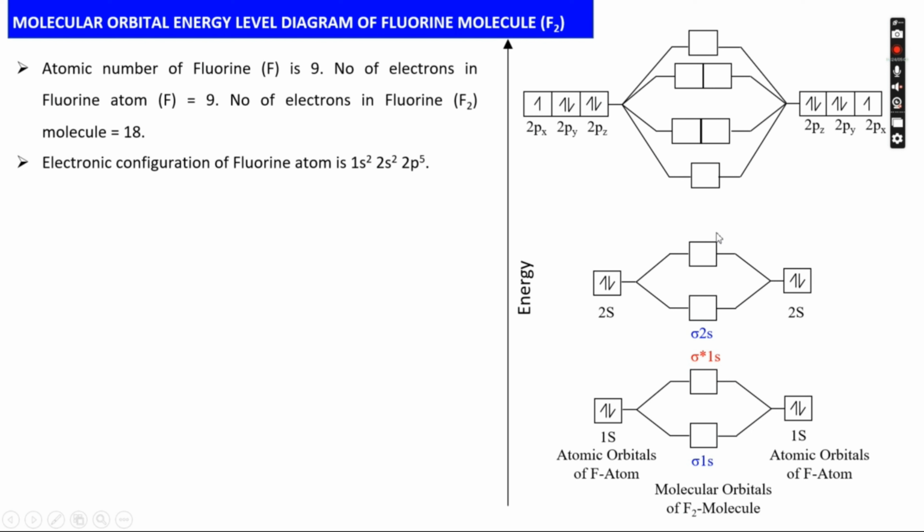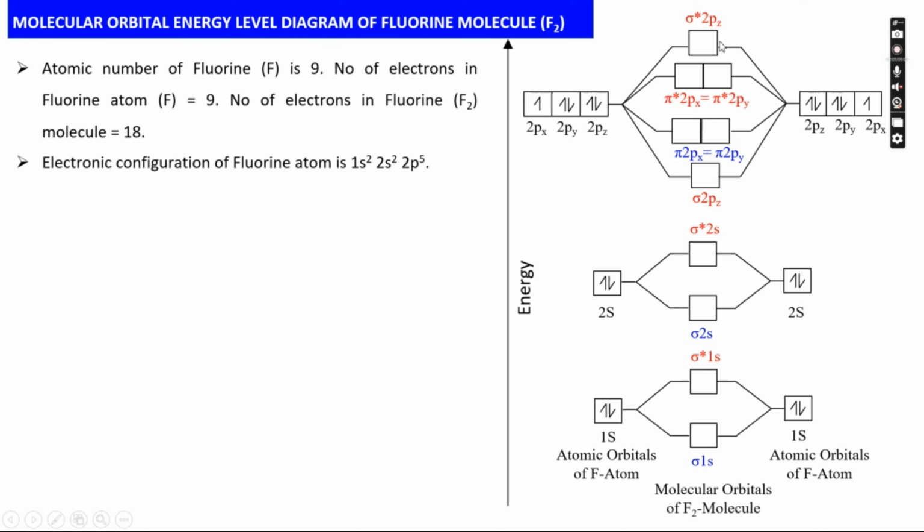After that, this is sigma 2s. This is sigma star 2s. Next, in the case of fluorine, since it has more than 14 electrons, at first 2pz and 2pz overlap takes place, forming sigma 2pz. After that, pi 2px and 2py atomic orbitals of the two fluorine atoms overlap with each other and lead to the formation of pi 2px and pi 2py. Next, anti-bonding molecular orbital names will be given: pi star 2px is equal to pi star 2py, and another one is sigma star 2pz.